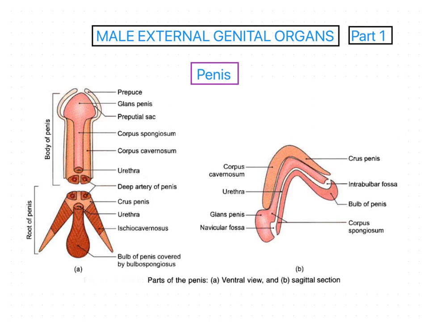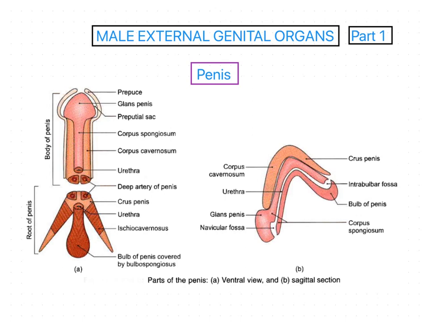Now, we will see the organs of the male external genital organs. The male external genital organs include the penis, scrotum, testis, epididymis and spermatic cords. We have discussed the spermatic cords earlier. Now we are going to discuss the penis in this session.